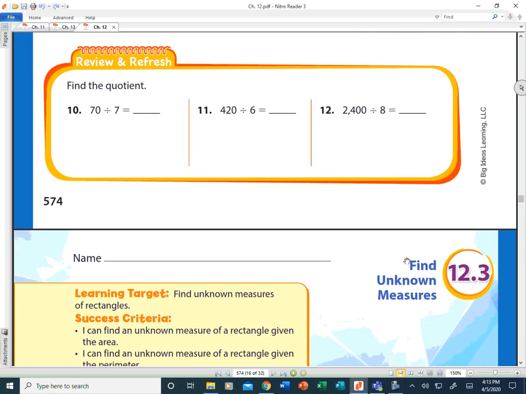Then for your review, you are going to take a look at finding the quotient. And remember, find the basic fact. I'm going to help you with number 12. The basic fact is 24 divided by 8. And 24 divided by 8 is? Yes, 3. And then, of course, we have 2 zeros. So that would be 300.